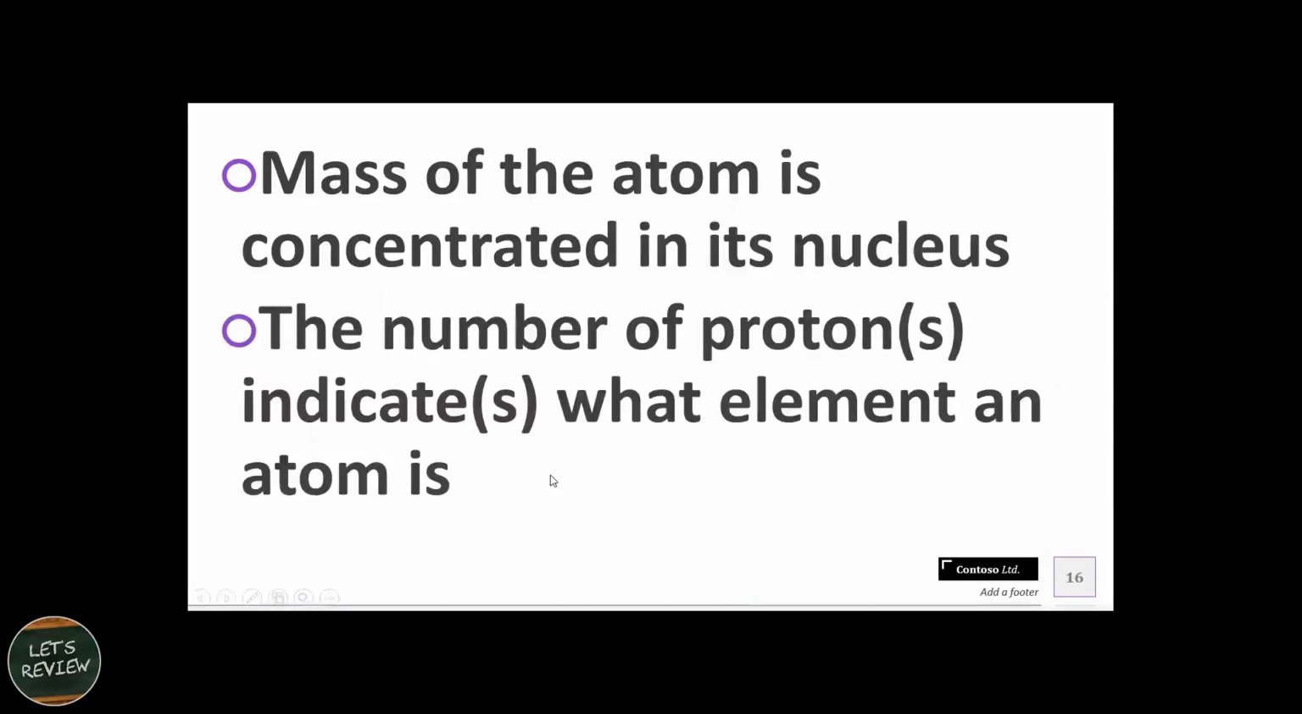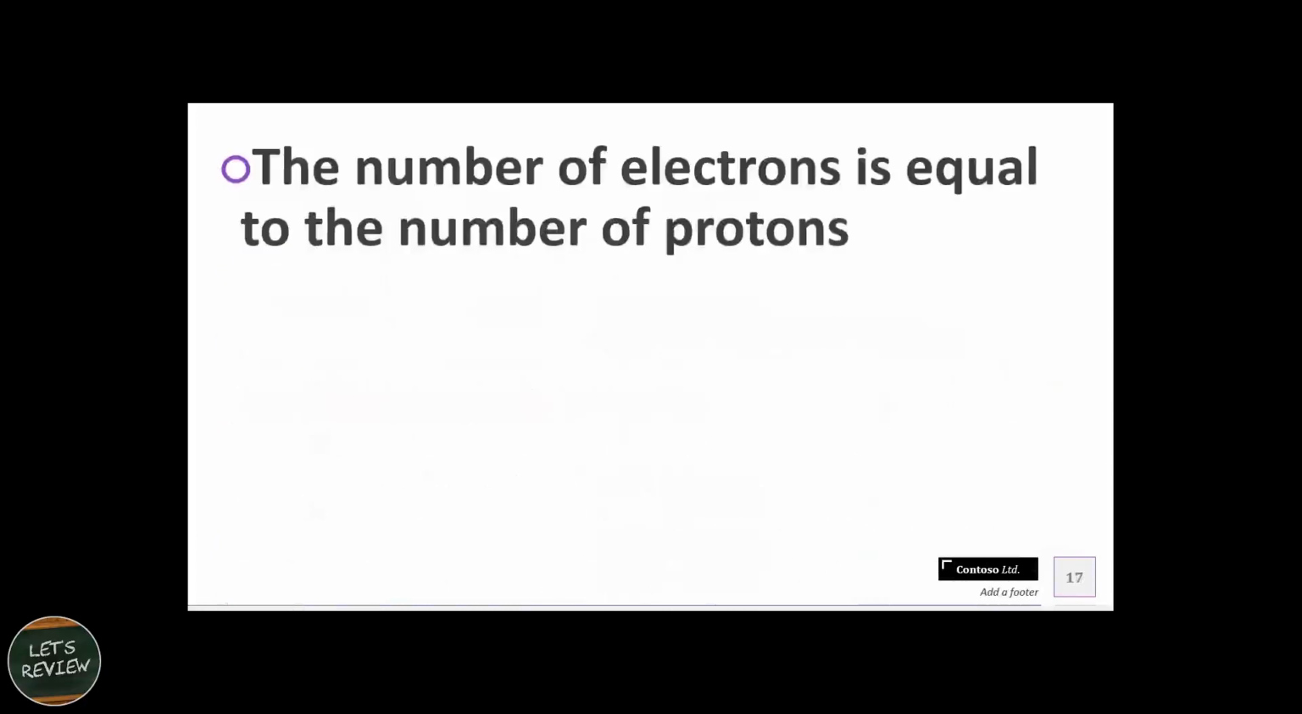So if the number of protons is 1, then the atomic number of the atom is 1, and that is hydrogen. The number of electrons is equal to the number of protons. If we have 2 protons, we also have 2 electrons. They have an equal number. And that also represents the atomic number of a particular element. If that is 2, then definitely it's helium.